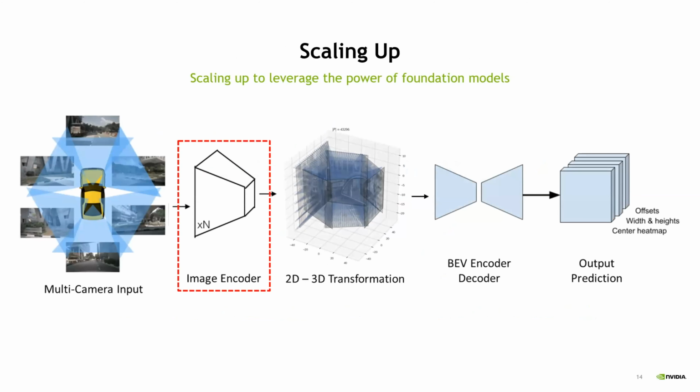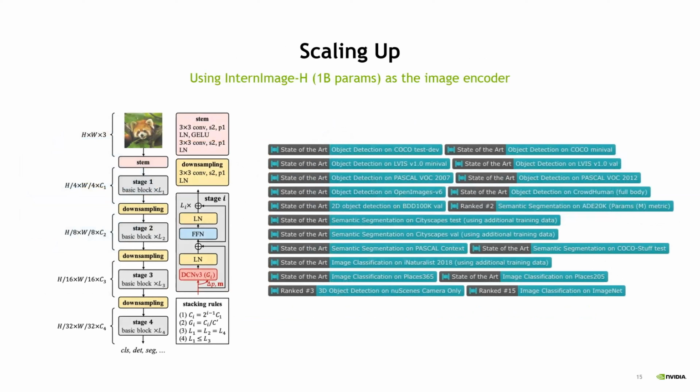Since we are participating in the challenge, besides the model design, there are many things that are important for achieving state-of-the-art performance. So here I'm going to introduce this bag of tricks. Talking about scaling up, we use InternImage-H, which contains 1B parameters, as the image encoder. It turns out this scaling law applies very well in 3D occupancy prediction too.